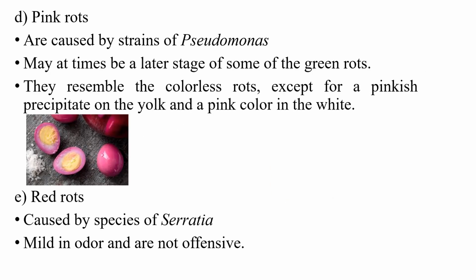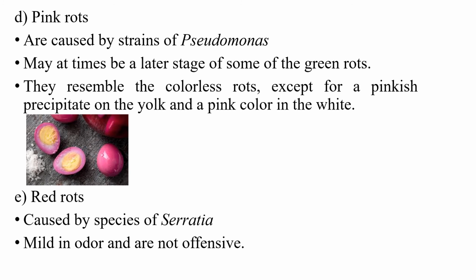And the fourth one is the pink rot. The causative organism is Pseudomonas. It may at times be a later stage of some of the green rot. So the pink rot may sometimes be the latest stage of the green rot caused by Pseudomonas fluorescens, and they will resemble the colorless rot except for a pinkish precipitate on the yolk and pink color in the white.